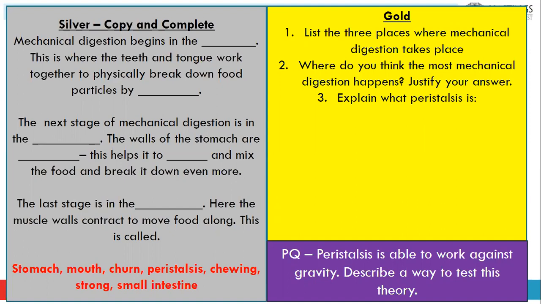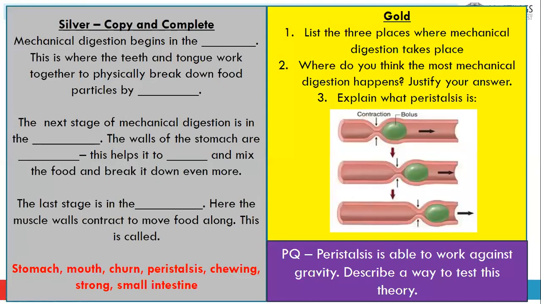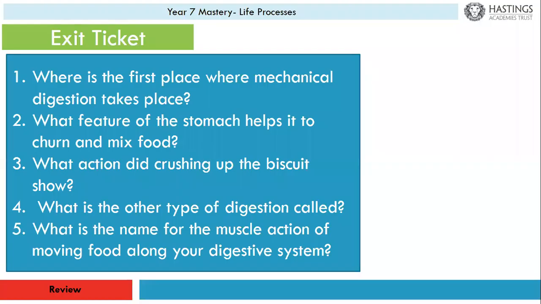Explain what peristalsis is. So peristalsis is where the muscles contract to push the food along, okay? And it's like a squeezing. You could describe it as the food being squeezed, the muscles being squeezed. The final task that I have for you to do today, okay, the final task is the exit ticket. So pause the video, please answer in full sentences, and we will go through them.